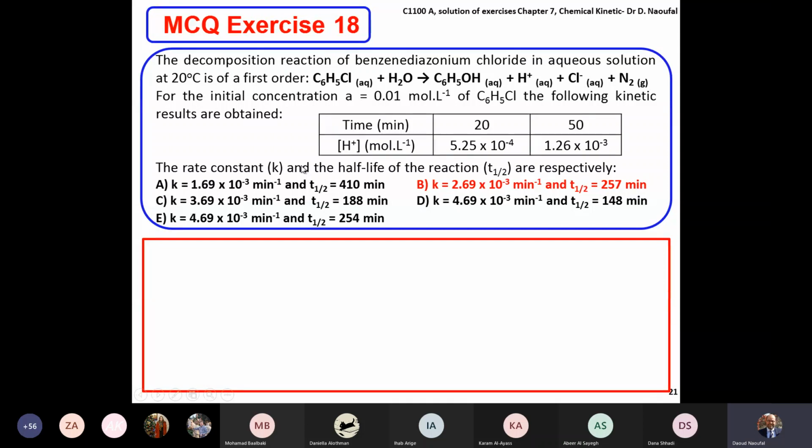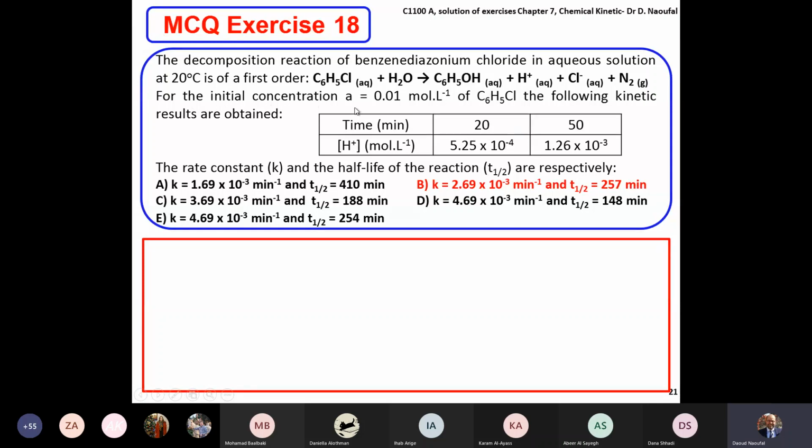Exercise 18. The decomposition reaction of benzene diazonium chloride in aqueous solution at 20 degrees is a reaction of first order given by this form. Pay attention. The form is not A to product, it is A plus B to product, but the integrated rate law can be used as A to product.